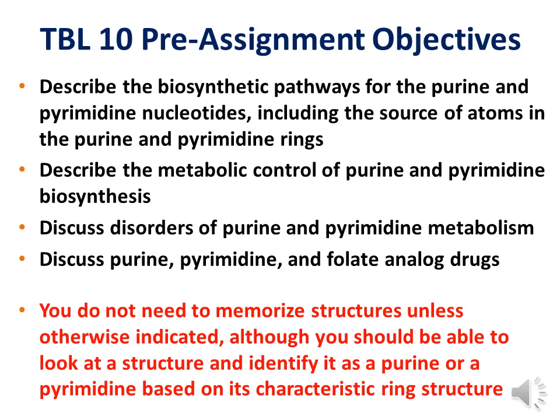These are the objectives for TBL 10. You need to be able to describe the biosynthetic pathways for the purine and pyrimidine nucleotides. This includes identifying the source of atoms in the purine and pyrimidine rings. Describe the metabolic control of purine and pyrimidine biosynthesis. You also need to be able to discuss the clinical relevance of purine and pyrimidine metabolism. This includes the disorders of purine and pyrimidine metabolism, as well as the purine, pyrimidine, and folate analog drugs.